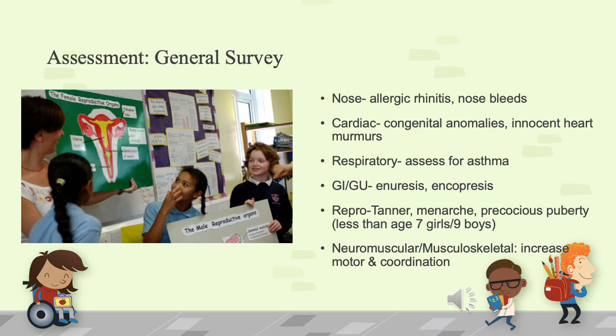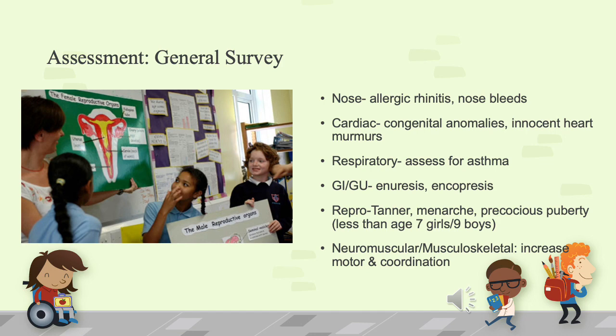Still with the general survey assessment, we're just going further down the body, onto the nose, assessing for any allergies and inflammation related to that of the nares and nasal passage. In addition to assessing for frequency of nosebleeds, this is a common problem for this age group due to nose picking. Now on to cardiac. Assessment will focus in on any congenital abnormalities and any innocent heart murmurs, and they're called innocent heart murmurs because they're very common for children to have them, and they usually self-resolve without any treatment.